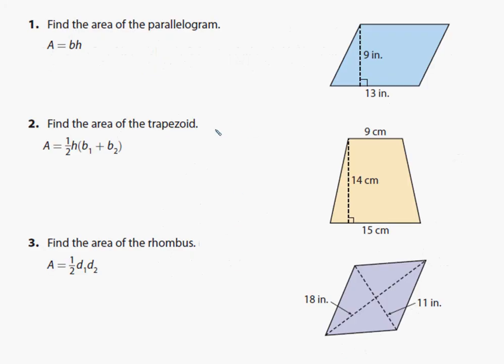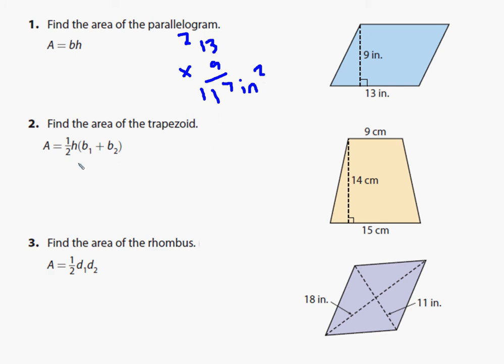Okay, so just to review, I'm going to do a parallelogram, trapezoid, and a rhombus. Now, the area of a parallelogram, base times height, 13 times 9. 9 times 3 is 27. 9 times 1 is 9, plus 2 is 11. So this is 117 inches squared.